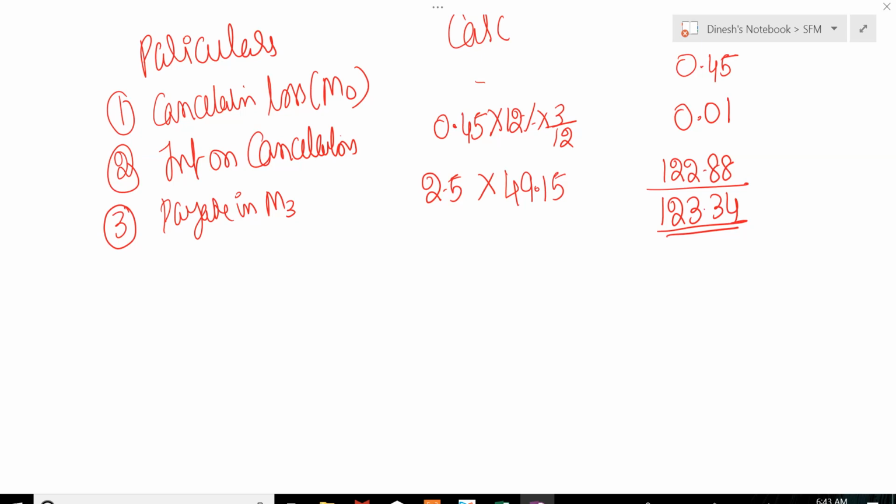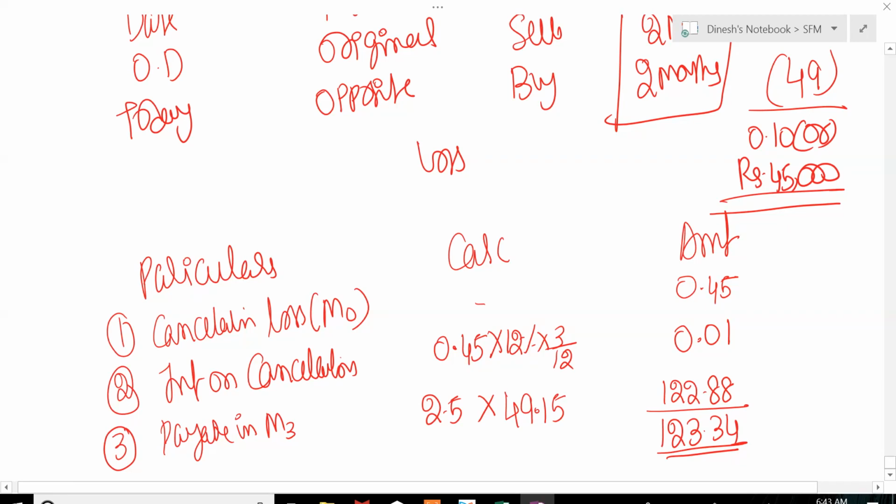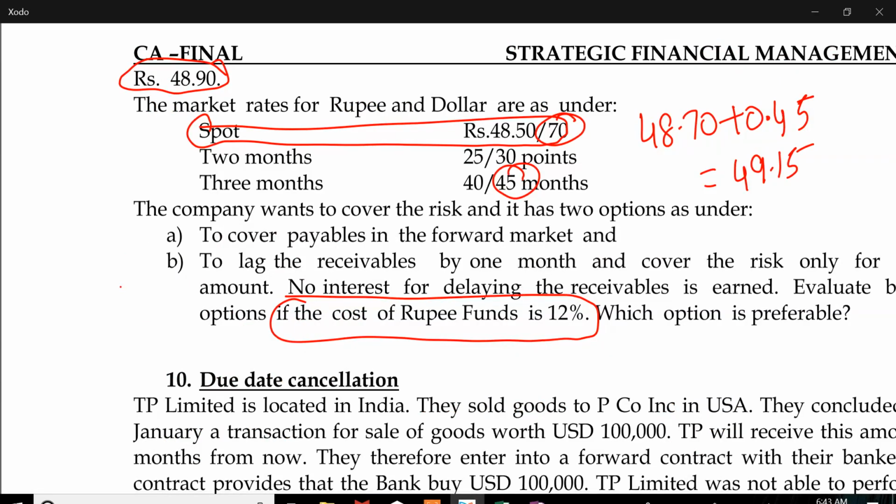Now we'll have to decide which alternative is better. Which is better? Alternative 1, that is covering the entire payables in the forward market. No point of cancelling and doing all of this. You go ahead and cover the entire payables in the forward market. That's the advice we are going to give to the company. Any doubts in this? So you can write a conclusion. The company should go ahead with covering the entire payables in the forward market.